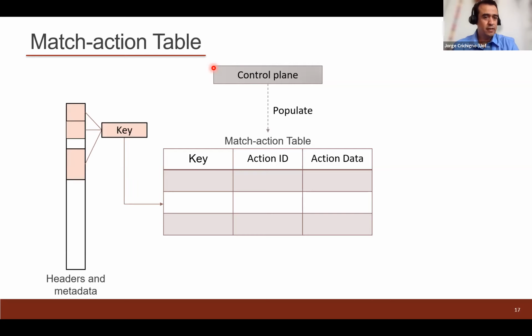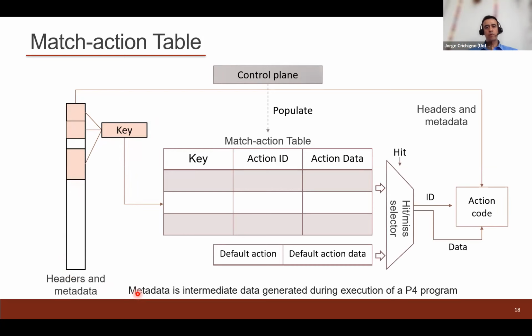So there will be a key that we will try to match against. And this key again can come from header fields or a combination of them, or it can come from metadata. So what is the metadata? It is intermediate data generated during the execution of a P4 program. So if you remember, there are several stages in the ingress and egress pipeline. So when we are doing a computation, we can store that data for the next stage, and we can use it on the next stage. So that's what we call metadata.